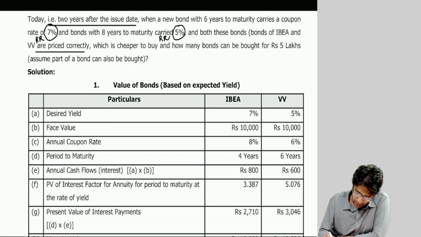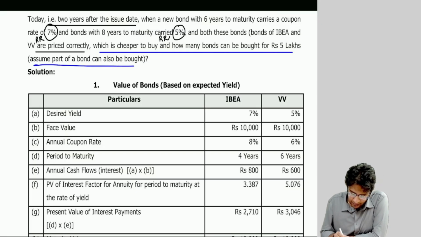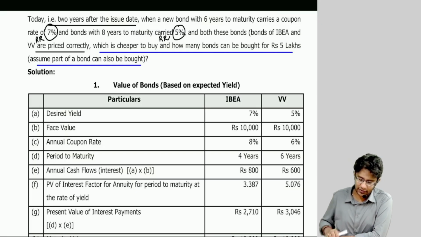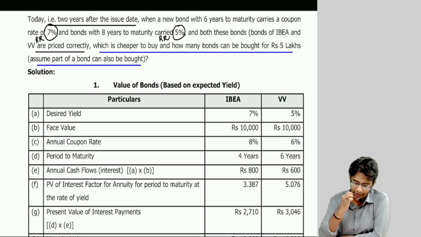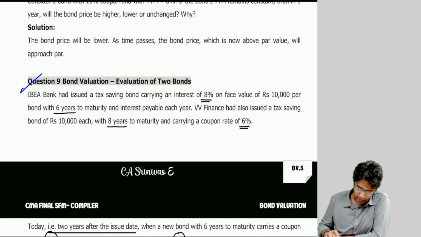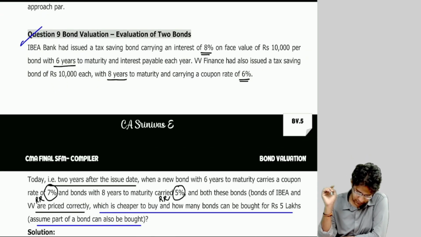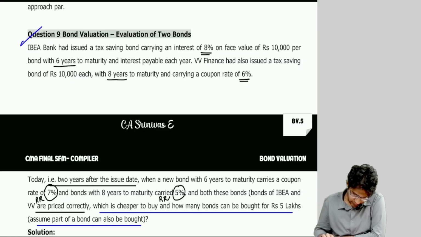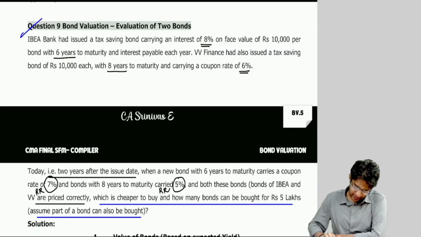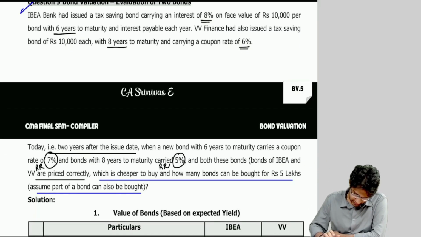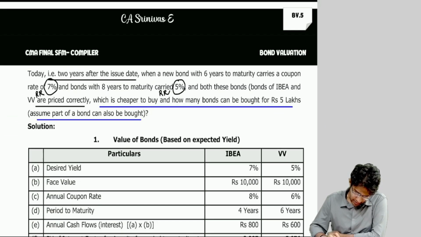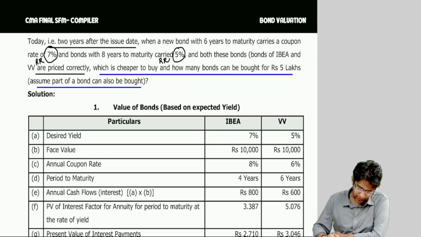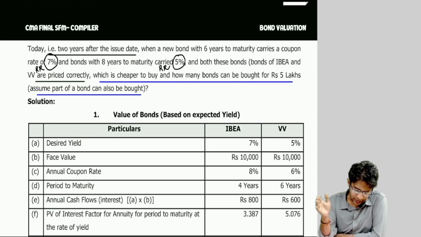Which is cheaper to buy and how many bonds can be bought for 5 lakh rupees? Assume part of a bond also can be bought. First of all, sir, if you think too much, you will get confused. Focus only on the first bond first. The first bond's life was how much originally? 6 years to maturity. And the second bond has a life of 8 years. Out of the maturity period, a few years are already completed. How many years are over? 2 years are already over.